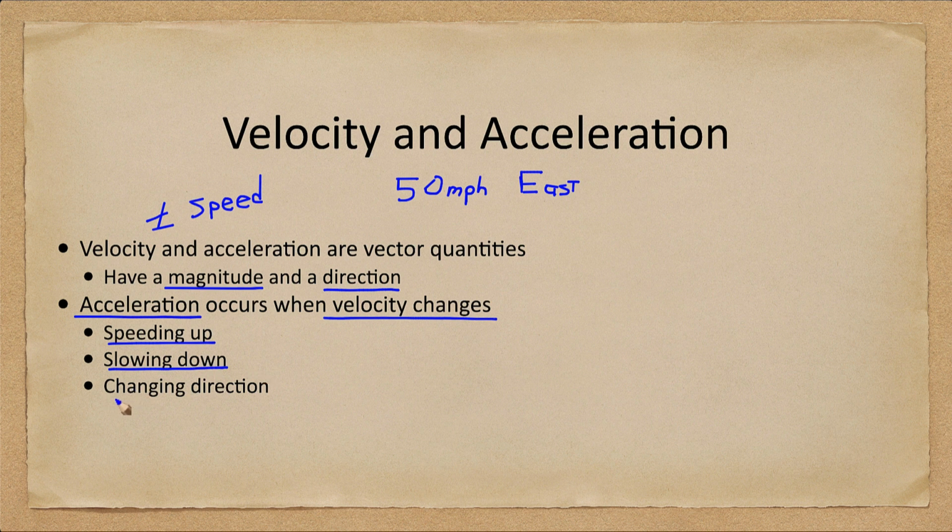It can also occur when directions change. So if you change direction, that is also a change in velocity, because you could be going from 50 miles per hour east to 50 miles per hour north. You have changed your direction and therefore accelerated, even though your speed has remained exactly the same.